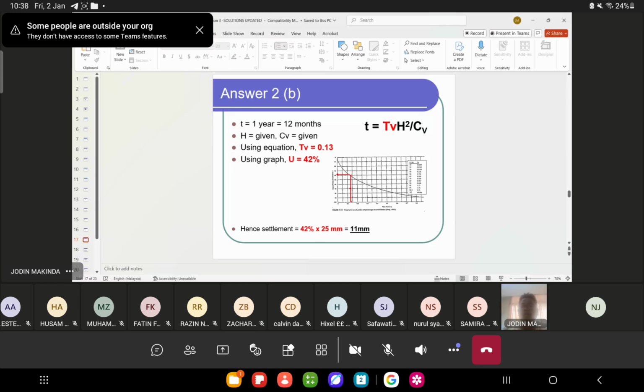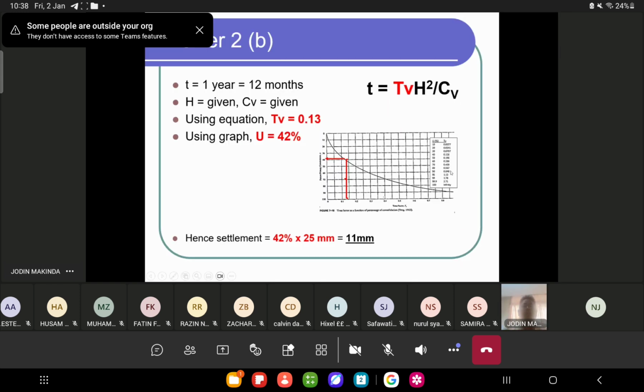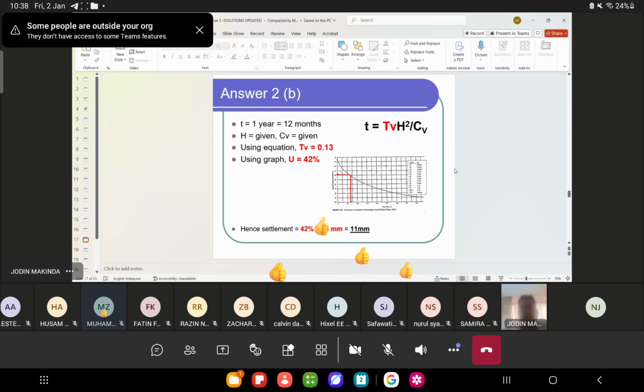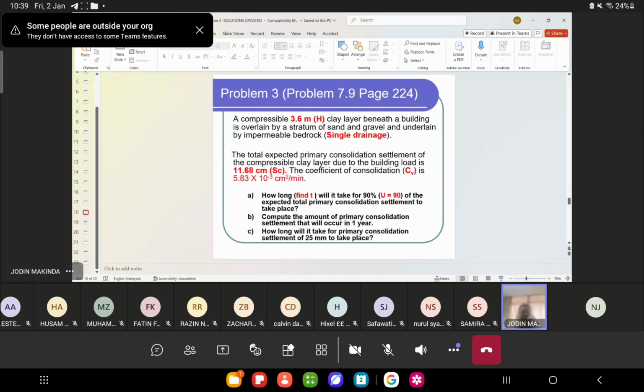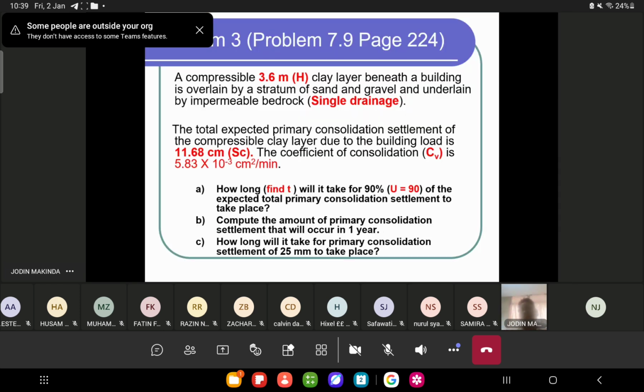Are we still there? All right. Okay, we are clear, right? Now, if you are clear, let's look into the last example. Here, a last example. Yeah. Okay, it is the last example.